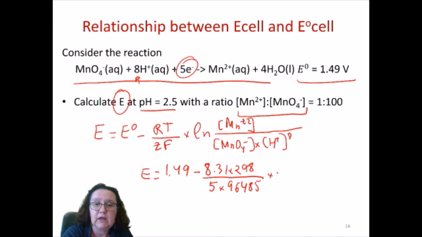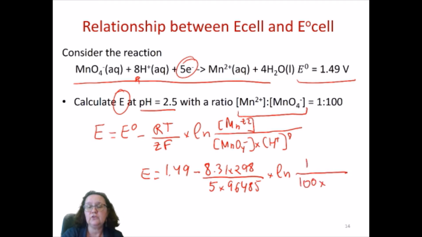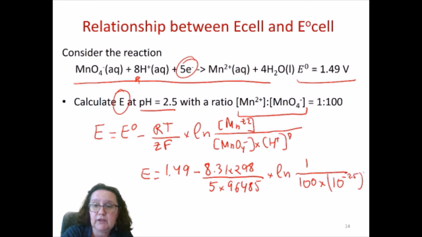Now, it tells me that the ratio of manganese 2 plus to permanganate anion is 1 to 100, so I write 1 to 100. And for the concentration of hydrogen ions, it tells me that the pH of the solution is 2.5. So the concentration of hydrogen ions would be 10 to the minus 2.5, and to the power of 8 because of the coefficient. So now I've got all the values that I need to solve this problem and come up with an answer.